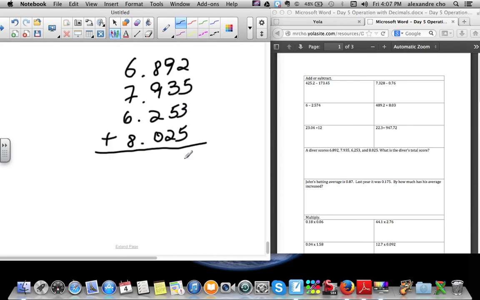Everything's lined up. Okay, so this is a 15, goes 1, 10, that's a 20, goes 2, that's a 10, that's a 21, goes 2, 10, 22, and 7 is 29. Okay.